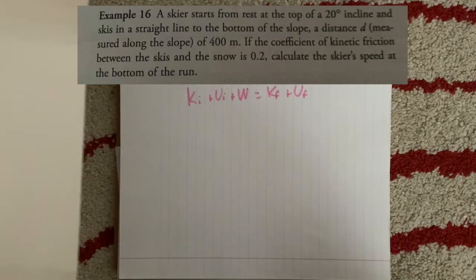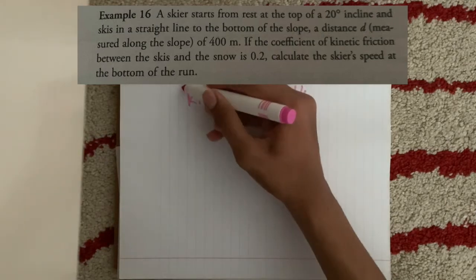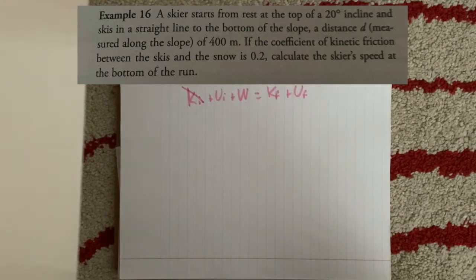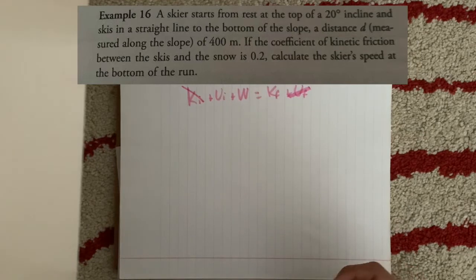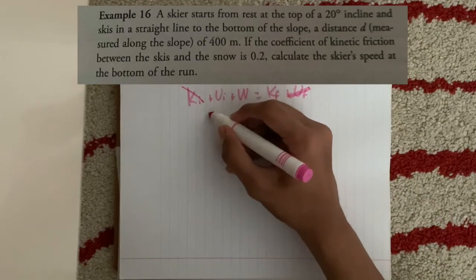And okay, so the skier starts from rest, so there's no initial velocity and no initial kinetic energy. And at the bottom of the slope, there's no more height, so there's no more final potential energy. And now let's go ahead and solve it.